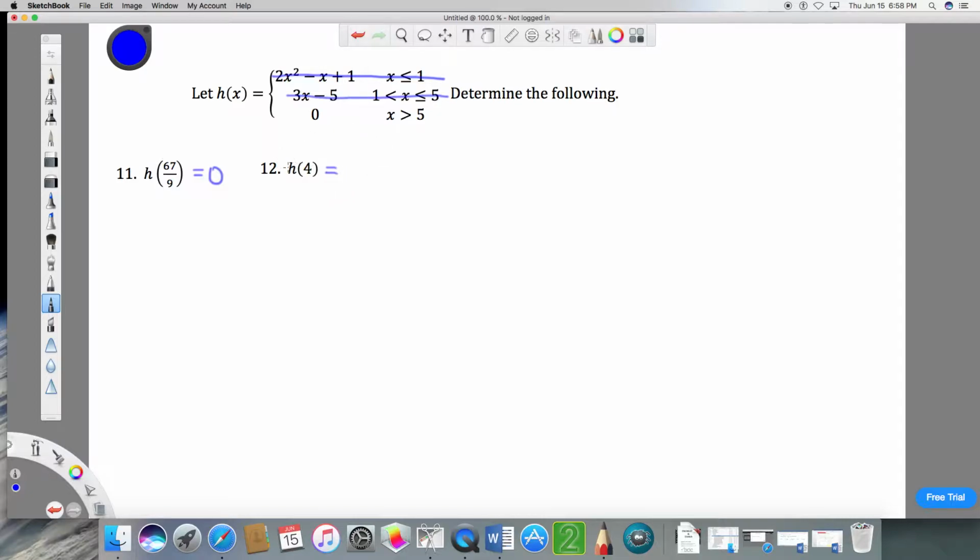For number 12, when x is equal to 4, which of these three equations am I going to use? Well, I'm not going to use the one that we just used, x greater than 5. When x is 4, you're between 1 and 5, so that means that we're going to use the 3x minus 5. But we replace x with 4. 3 times 4 is 12, and 12 minus 5 I get is 7. All right, so those are our answers, and I think we have one more.